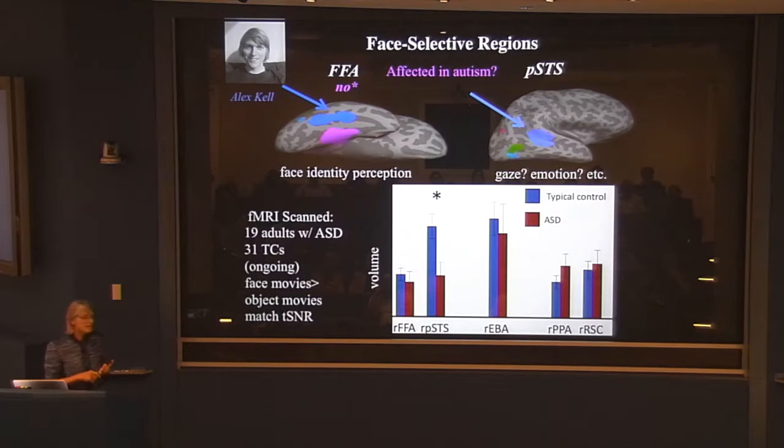So the fusiform face area doesn't seem to be affected, at least in these data. And actually, I'm not surprised by that, not only because of the prior literature, but because I think basic face discrimination is probably not strongly affected in autism. We have a bunch of behavioral studies where we've looked at that and found that people with autism, actually this was kids with autism, are very similar in their ability to discriminate similar faces from one another as our typical subjects. Yeah?